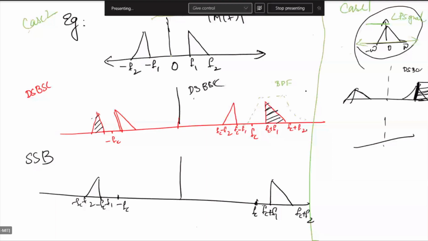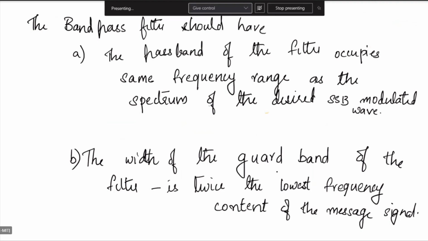Suppose this is my band pass filter, and this is the pass band. I want the upper sideband. So the pass band of the band pass filter should be in the same frequency range as the upper sideband. That is the first condition.